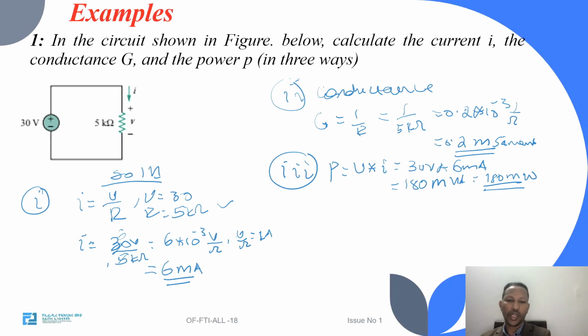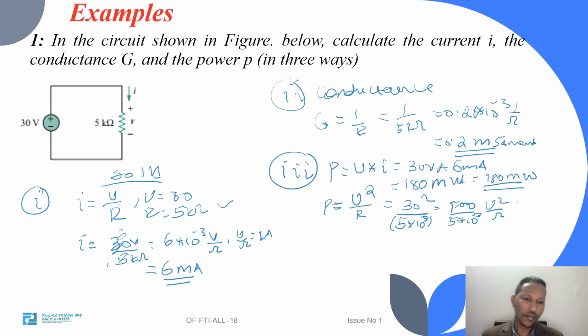The other one is power given by V square over R. So we have 30 square over 5 times 10 raised to 3, which equals 900 over 5 times 10 raised to 3, that is V square over R. This equals 180 milliwatt.